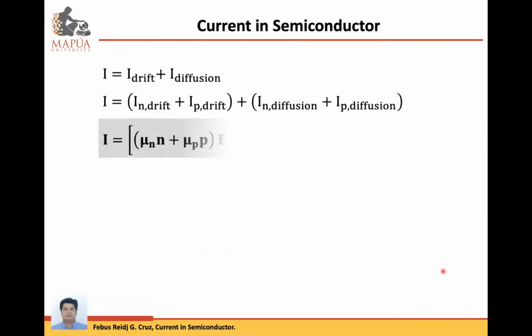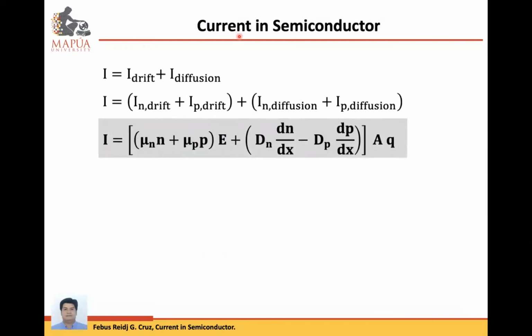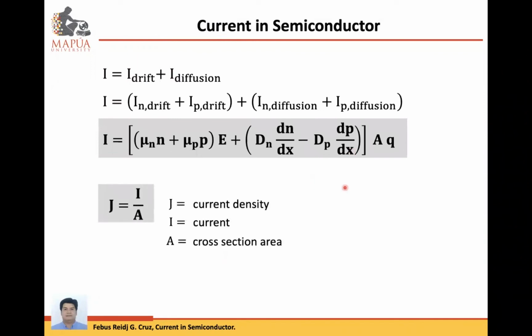So overall, pag tinanong tayo, what is the total current in semiconductor? It would be the sum of drift current and diffusion current. So this will be the total current in the semiconductor material. And we can also express it in terms of current density, that is the amount of current for a given cross-section area. Pwede rin yun.